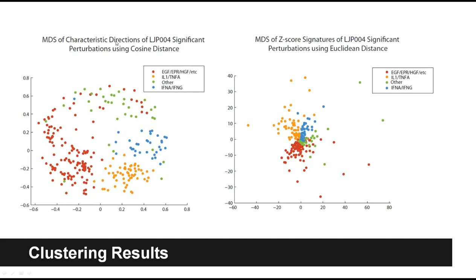You can see, using our characteristic direction approach and using the constant distance, this is the MDS plot. We can differentiate between the different classes of ligands. But if you use Z-score and the Euclidean distance as a metric, they cannot distinguish very clearly from each other.